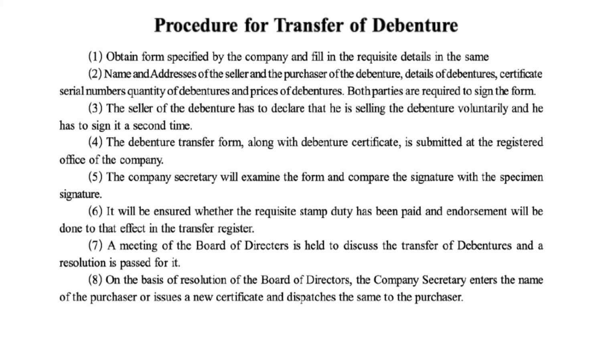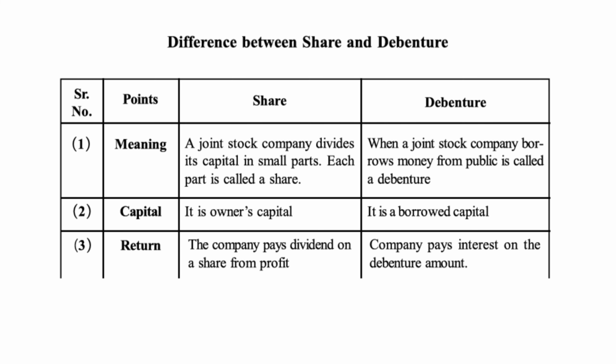So what is the meaning? Share is the owner's capital which is divided into small parts, and debenture is the borrowed capital which is divided into small parts. Next is, what is the nature of the capital? Share is the owner's capital, that is, by purchasing the shares you are becoming the owner, and debenture is the borrowed capital, that is, the company is borrowing this money and it will have to repay this money.